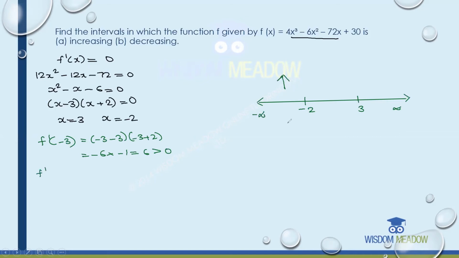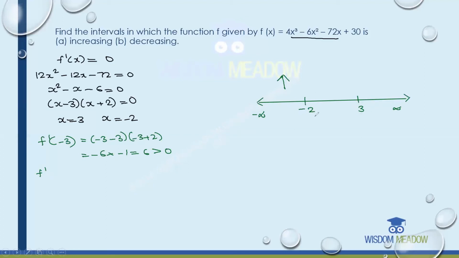Now for f dash, I take a point in this interval. Please understand that you should never take minus 2 and 3. You have to take the points between them. Why? Because at minus 2 and 3, f dash of x is 0, since that is where we equated it to 0. To decide if it's increasing or decreasing, you need the derivative greater than 0 or less than 0. So you take points only in between; the critical points are not taken.